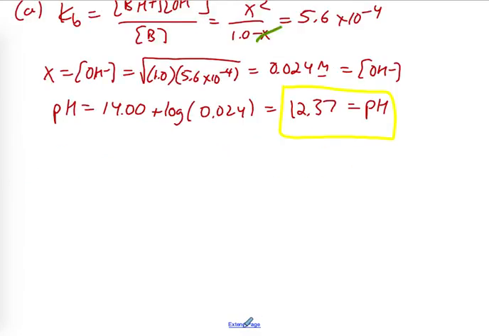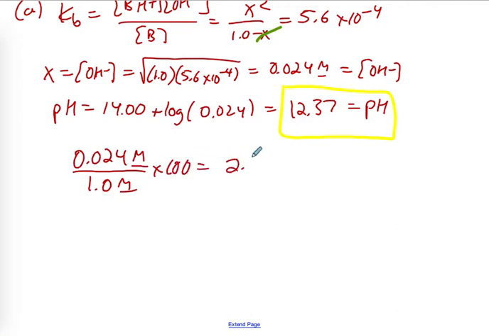And to calculate the percent ionization, 0.024 molar hydroxide over 1.0 molar ethylamine times 100 is 2.4% ionization.